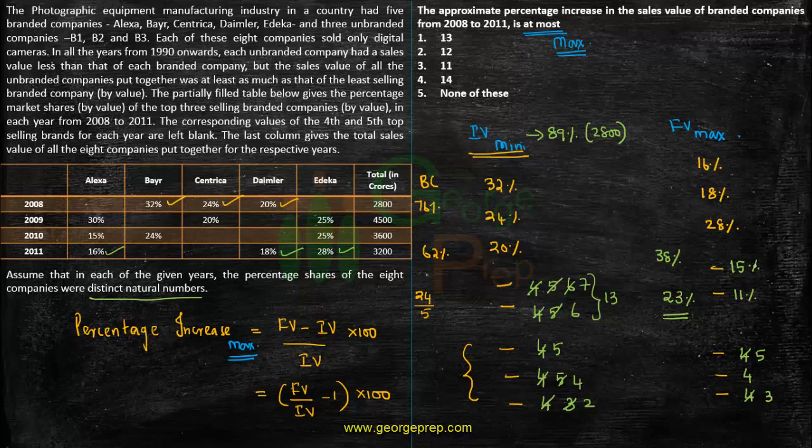So these are the maximum percentages that I can give for the fourth and the fifth branded companies, 15% and 11%. So this is coming to 26%, and 16 plus 18 plus 28, we already found that it is 62%. So 62 plus 26, that is 88%. So maximum final value is 88% of the total in that year, 3,200. If we do this calculation, we'll get this as 2492 crores, because these are all in terms of crores, and the final value we will get as 2816 crores.